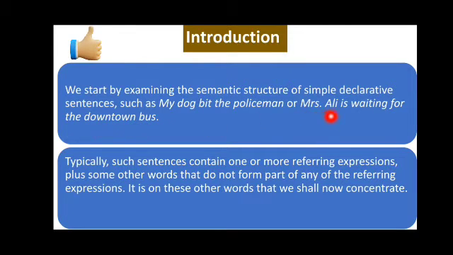So Mrs. Ali is a referring expression. And downtown bus is also a referring expression, because downtown bus has a reference and Mrs. Ali also has a reference. While is waiting for is not a referring expression. So such kinds of words are called predicates in semantics. We are not talking about predicate in grammar, but about predicate in semantics. We will explain this notion in detail on the coming slides.